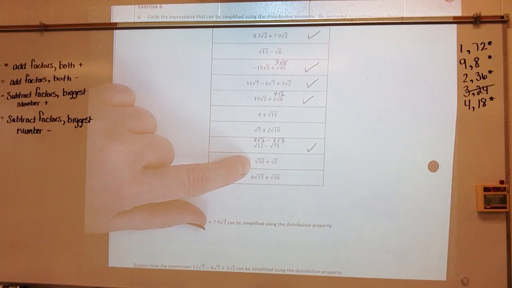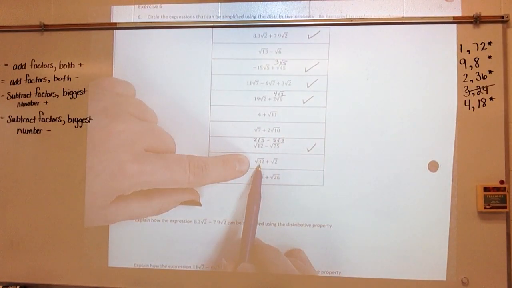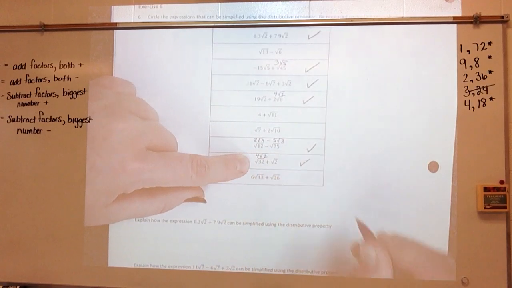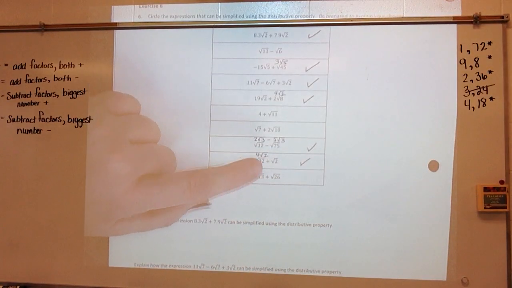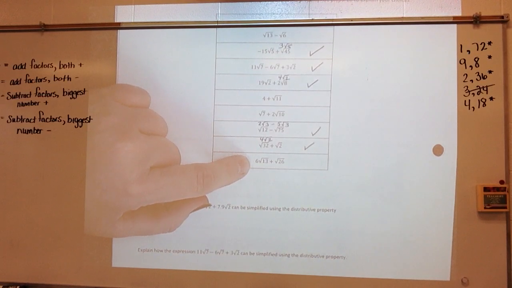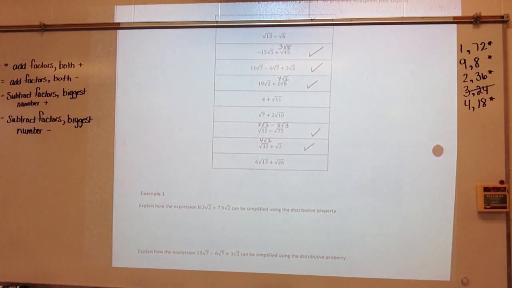Looking at this one, can I use distributive property here? I can do the square root of 16 times 2, so that would be 4 square root of 2, which means I can pull the square root of 2 out there. Here, I cannot simplify these in any way in order to get the same thing under the radical, so I cannot factor using distributive property here.